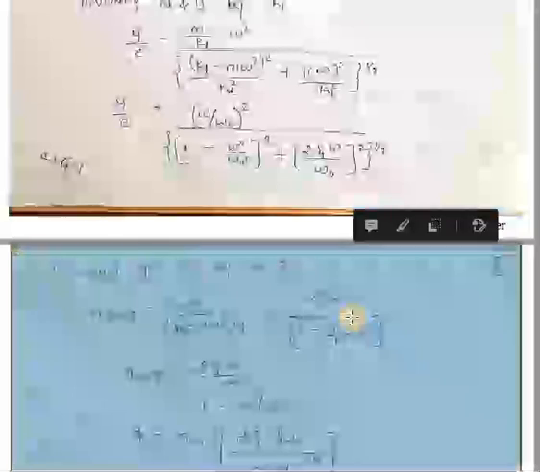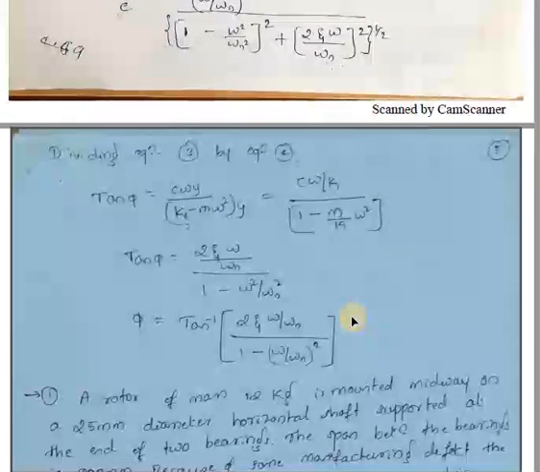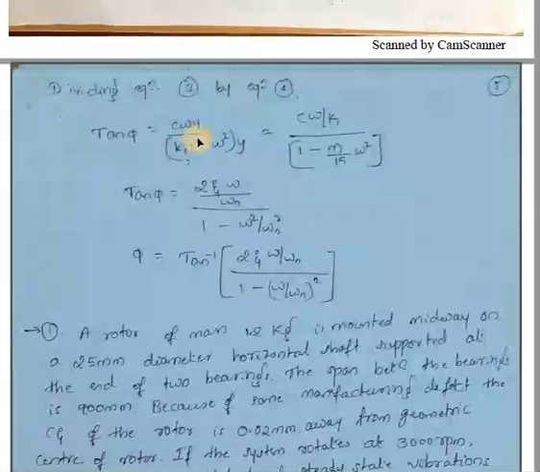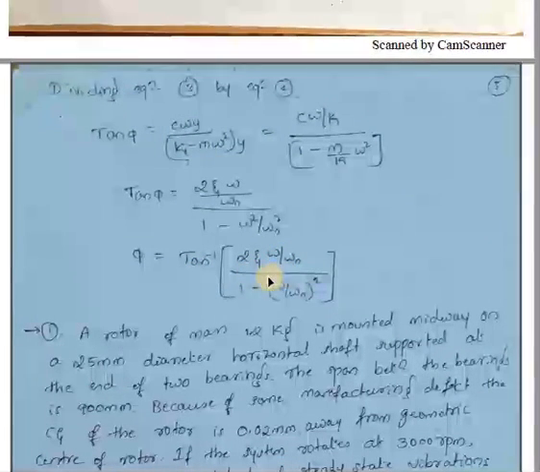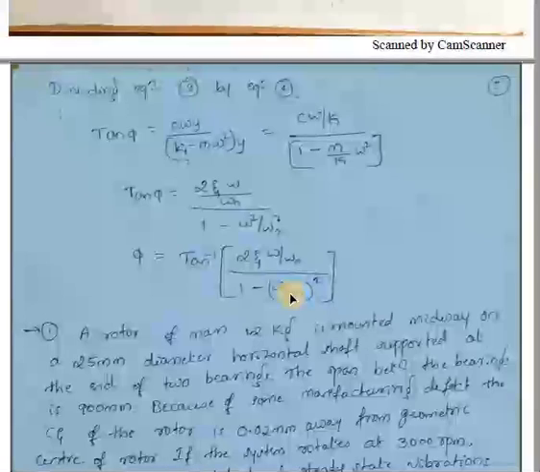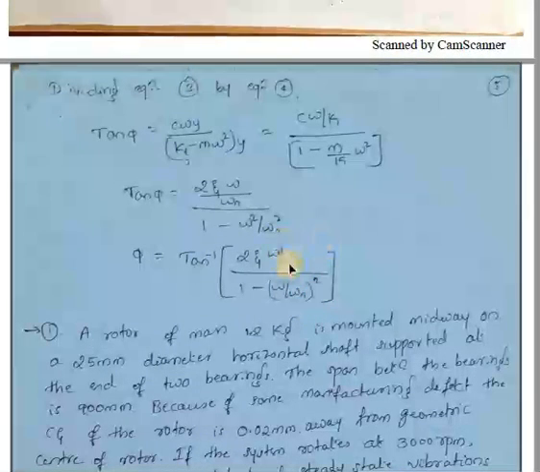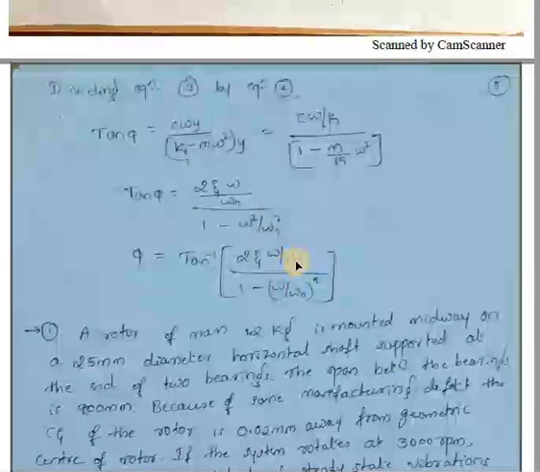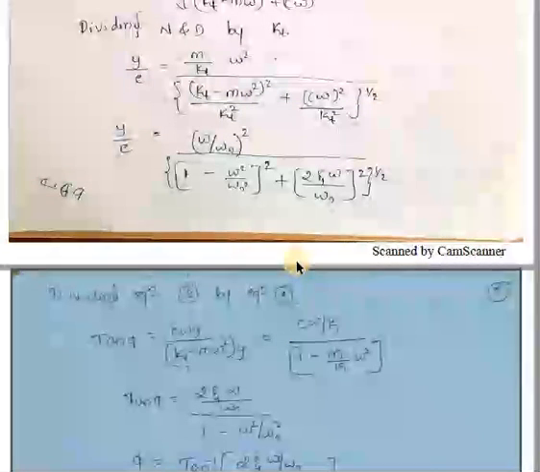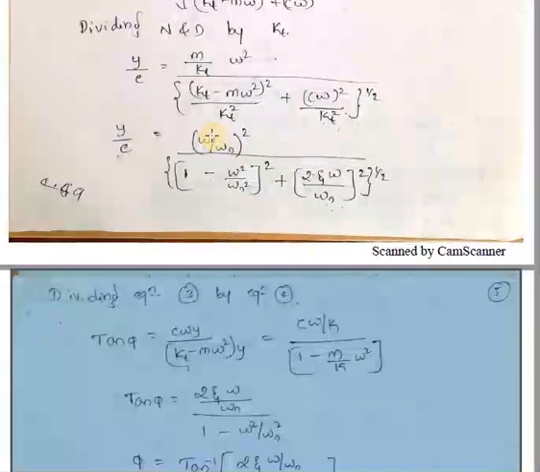Now dividing equation 3 by equation number 4, tan phi will be c omega y divided by k into m omega square y. So from that you will get phi as tan inverse of 2 zeta into omega by omega n divided by 1 minus (omega by omega n) square. Here you can substitute omega by omega n as r, which will be easy for you to remember the equation.